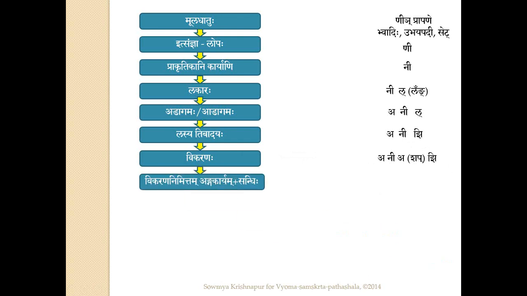Tatah, vikarana nimittam angakaryam. So, depending on the vikarana pratyaya, there are some changes which modify the dhatu. Dhatu karyani bhavanti. Dhatu kinchit bhavati. Yatha atra, ni ityasya sthane nayu iti bhavati. Vastutah gunah, ni ityasya sthane ne iti bhavati. Echo ayavayavah ityanena naya deshe naya. Okay. So we do the angakarya and sandhi to get a new anga. Okay. So a nayu a ji. Okay. So depending on the vikarana pratyaya, the dhatu is modified.